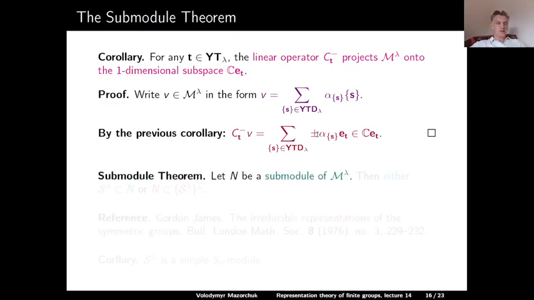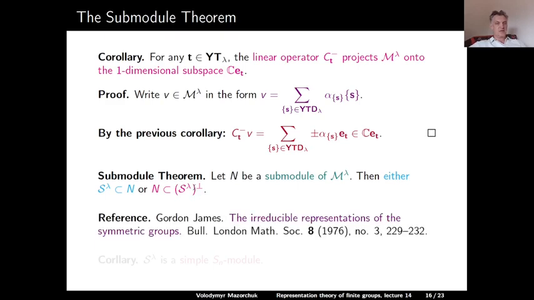So now we can formulate the submodule theorem. Let N be a submodule of M lambda. Then either the Specht module S lambda is a submodule of N, or N is a submodule of the orthogonal complement of S lambda. So this theorem first appears in the paper by Gordon James from 1976 called The Irreducible Representations of the Symmetric Group. So we will prove this theorem on the next slide, but let us immediately record the following corollary.